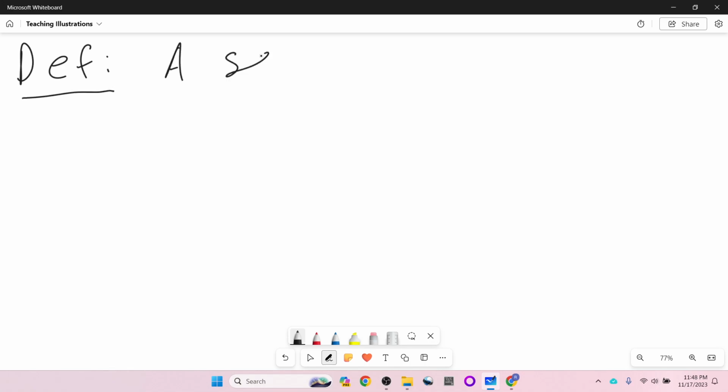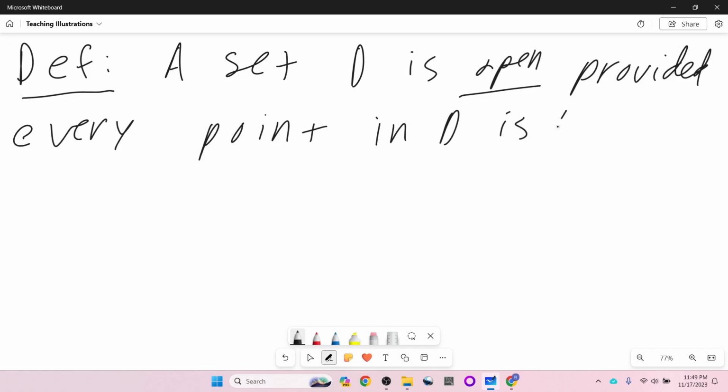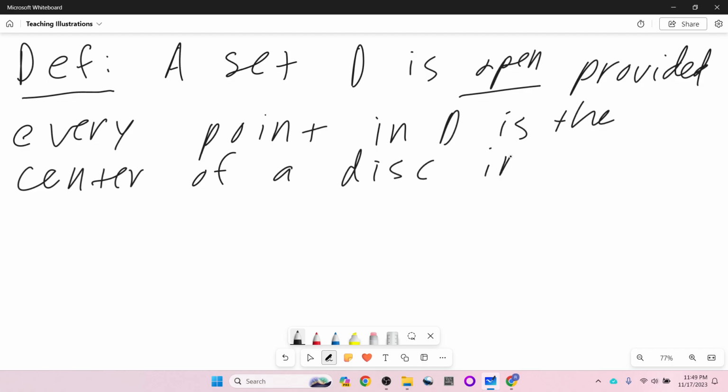A set D is open provided every point in D is the center of a disk in D.